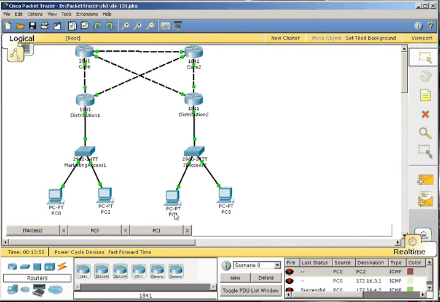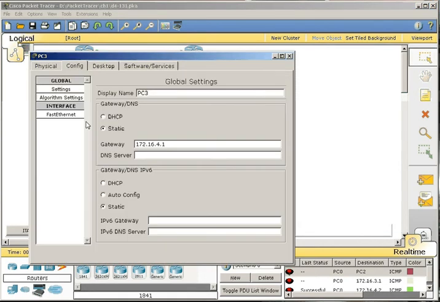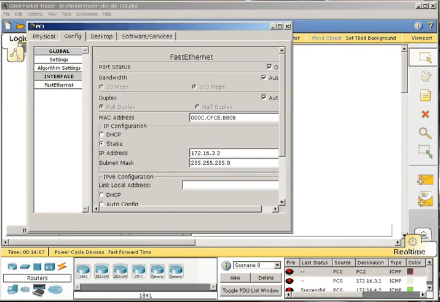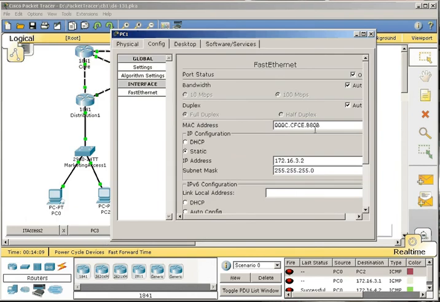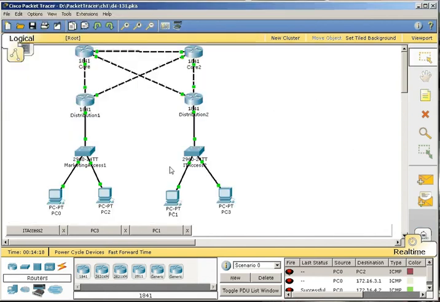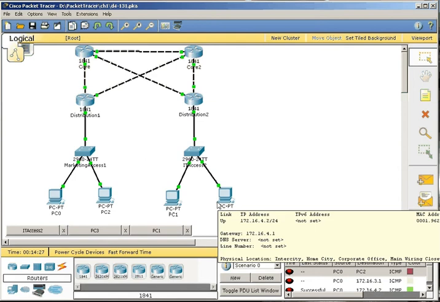So how we see that is, let's take PC1 and PC3 plugged into the same switch, but if we look at the configuration of the FastEthernet interfaces on 3 and on 1, we'll see PC1 is sitting on 16.3.2 and PC3 is sitting on 16.4.2 as its IP address. So even though they're plugged into the same switch, this switch and this entire network sees them as being on two separate network interfaces, or two separate networks that cannot talk to each other.